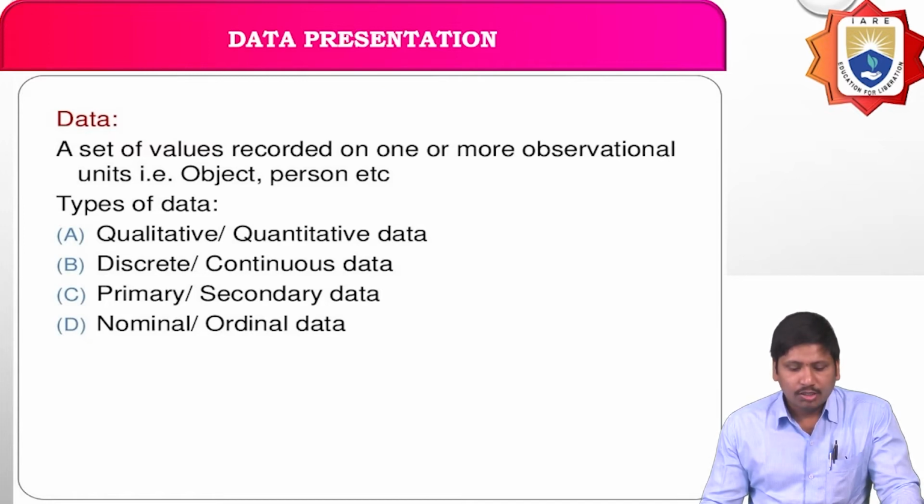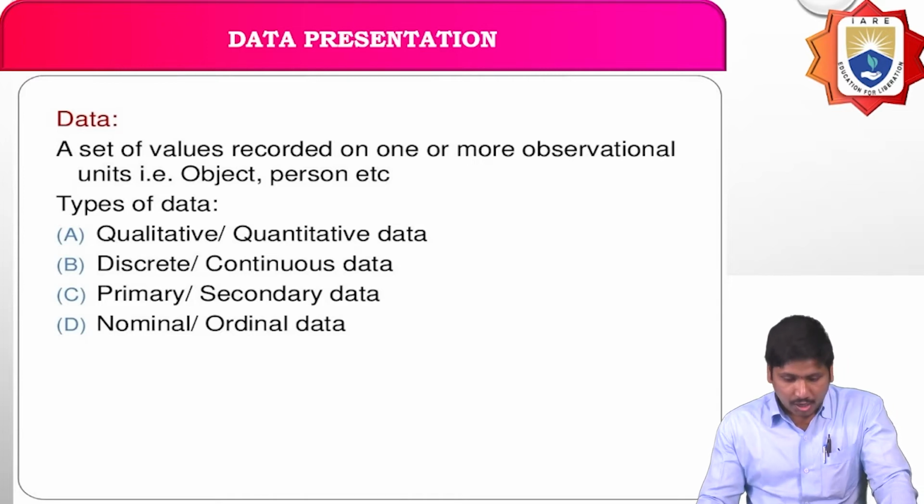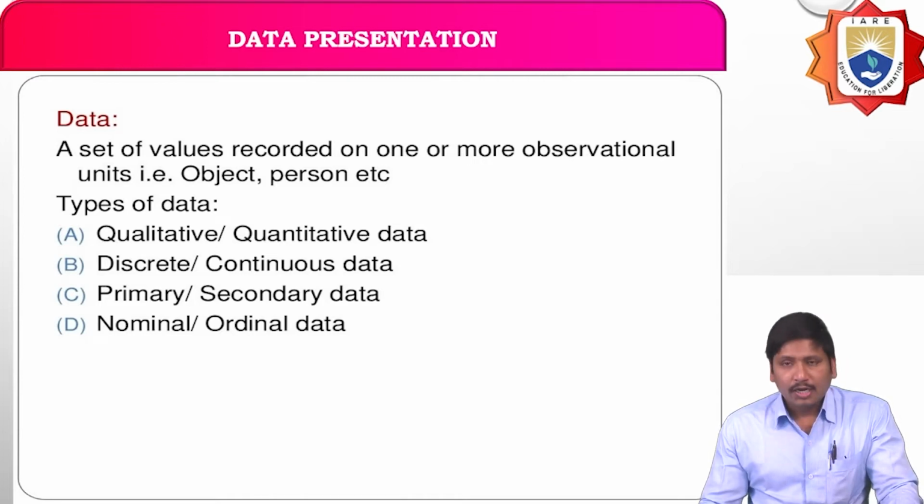So what is data? It is nothing but a set of values recorded on one or more observational units. It may be an object, a person, or any real world entity. And there are different types of data available: qualitative data, quantitative data, discrete data, continuous data, primary data or secondary data, and nominal data or ordinal data.